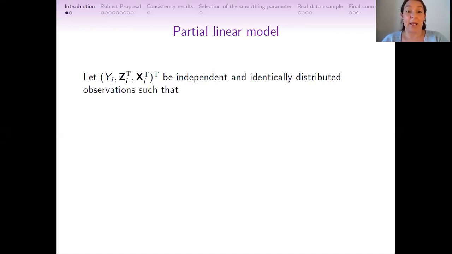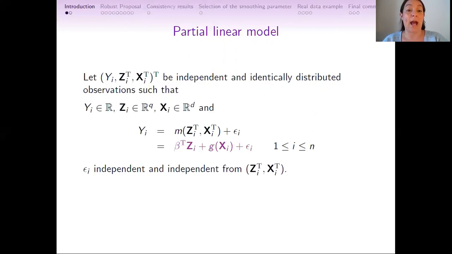Let yi, zi, and xi be independent and identically distributed observations such that the yi's are in R, zi are in Rq, and xi are in Rd. And they satisfy the semi-parametric regression model where the response variable yi is modeled as a multivariate function m of the covariates plus errors. And this function m is of the form beta transposed zi plus a multivariate function g at xi. Then the objects to be estimated are the vector beta and the multivariate function g. The errors are also considered independent and independent from the covariates.